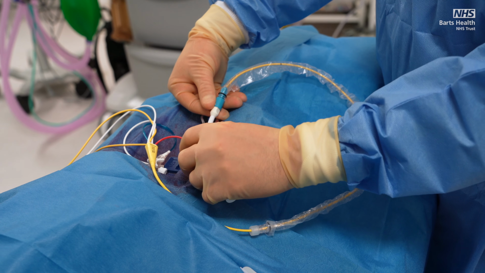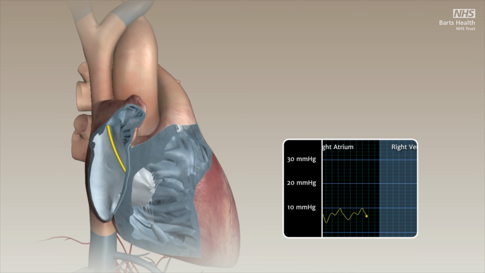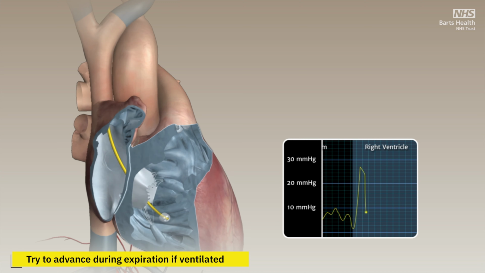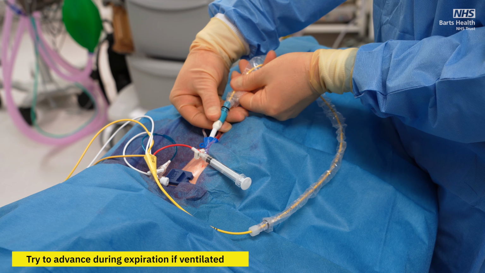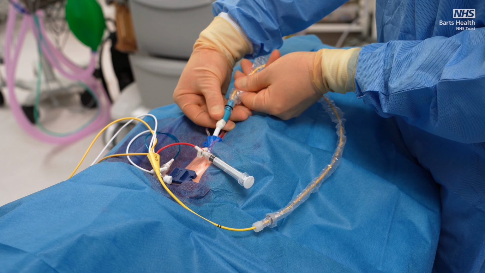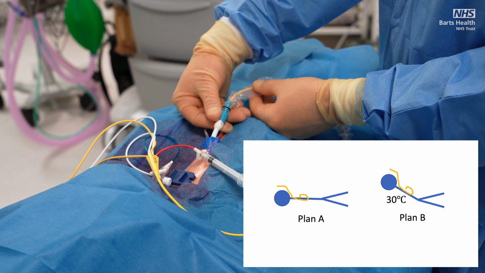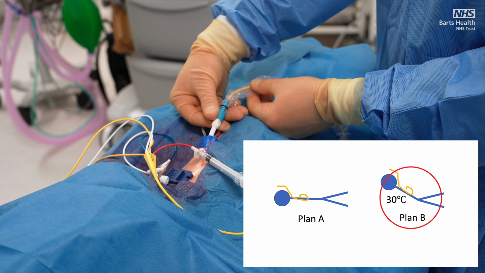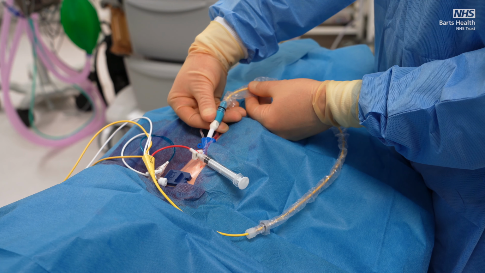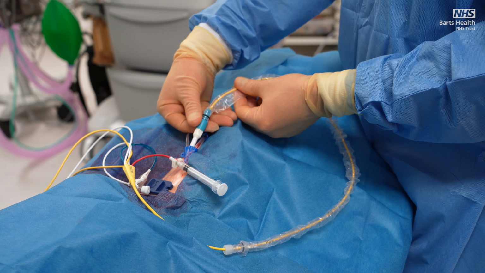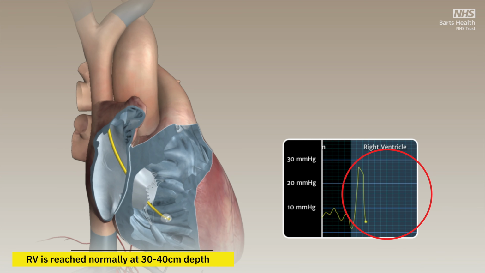Ensure that you maintain the curve of the catheter, expecting that the tip will cross the tricuspid valve as you advance. For ventilated patients, try and advance the catheter during expiration. If you find you are unable to do this, then you can sit the patient up by about 30 degrees rather than have them flat, and this will help guide the balloon through the right heart. You should expect normally to find the right ventricle via the tricuspid at around 30 to 40 centimetres.